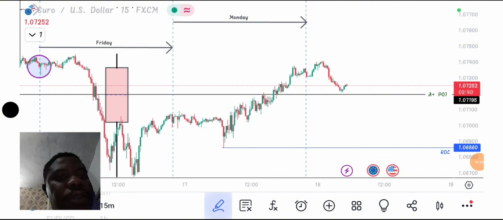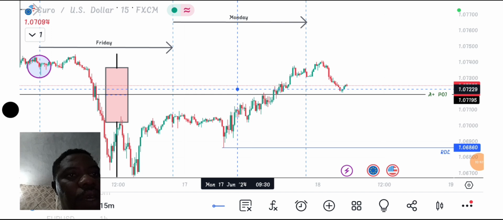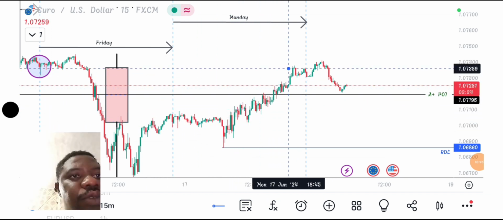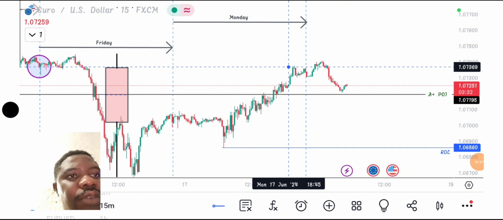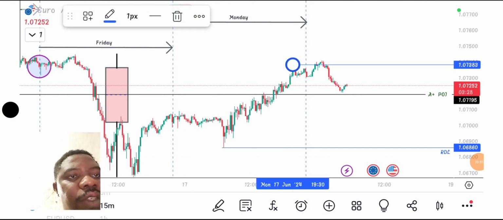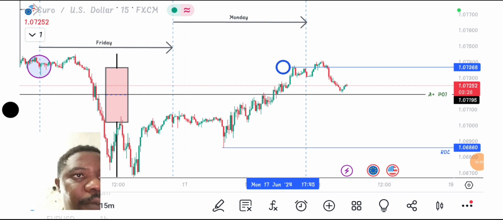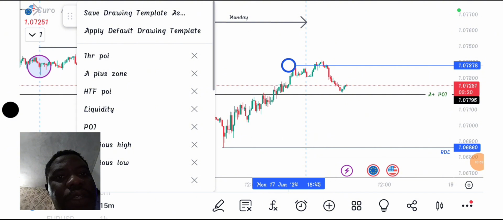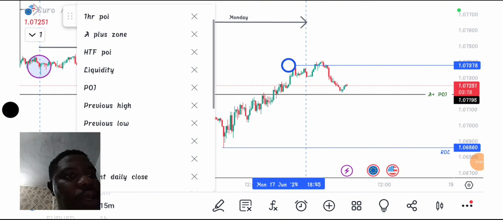And then we also want to mark the highest point where price created, which is here inside of this Monday trading range. So you can see it here, the tip of that bullish candlestick. We place our horizontal ray there and name it recent daily high, RDH.